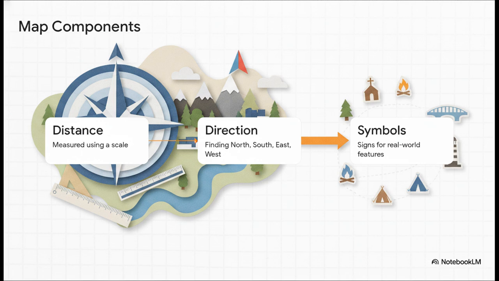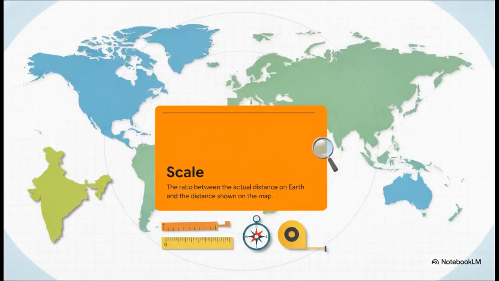Step 1 is distance, using a scale. Step 2 is direction, finding north, south, east, and west. And step 3 is symbols, those little signs for real-world features. These three steps are literally all you need to read any map in the world. Think about it for a second. How do you fit an entire massive country like India or the whole world onto a single piece of paper?